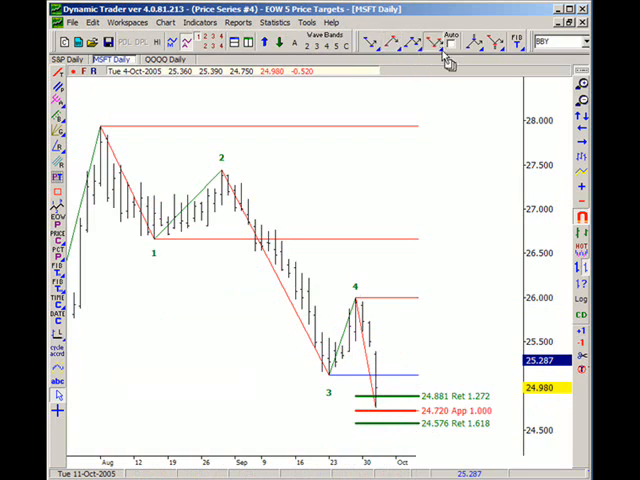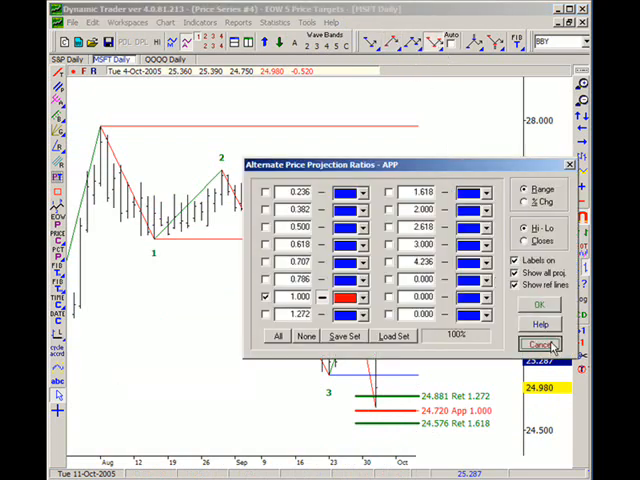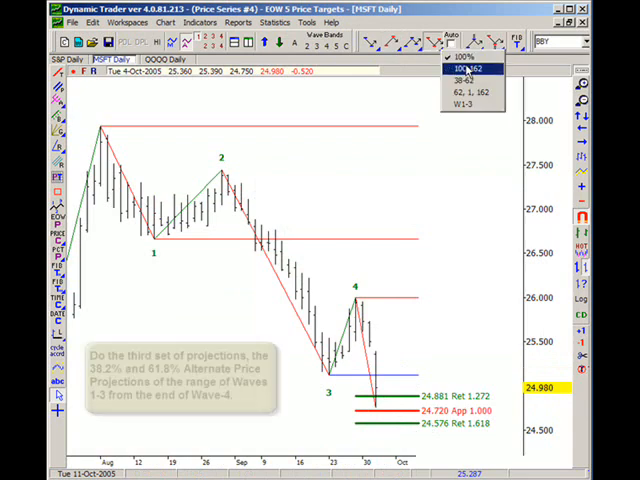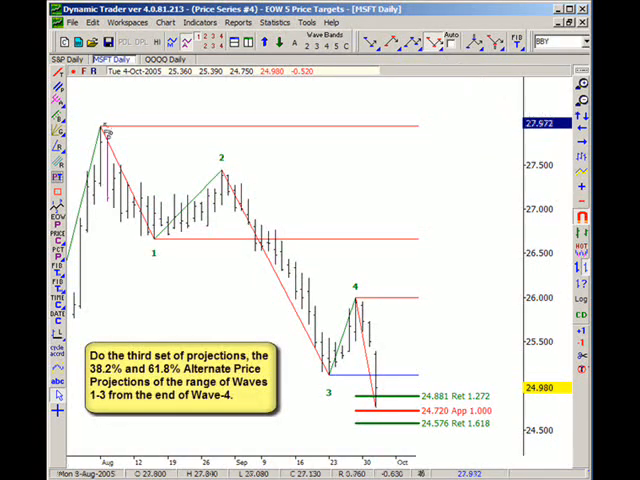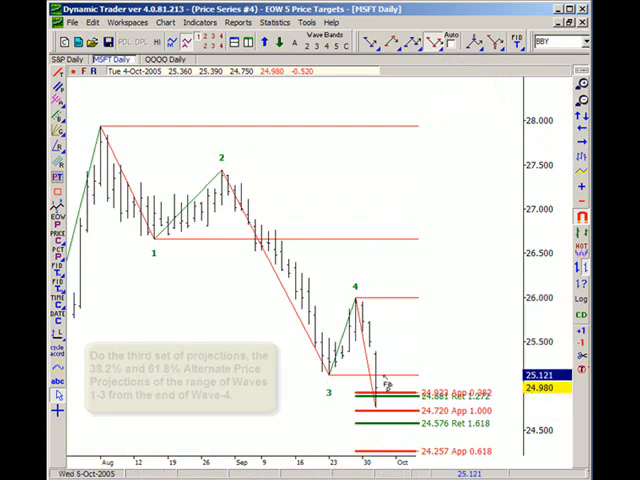Then what are the other two alternate price projections we do? Let me click on there. We're going to do the 38 and the 62. So I'm going to measure the entire range from the beginning of 1 to the end of 3, and I'm going to project the 38 and the 62 from the end of the Wave 4. So our three sets of projections are complete. Let me clean the chart up here a bit.